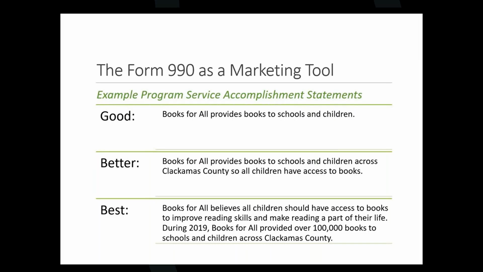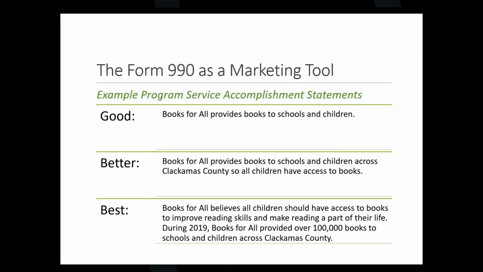So here's an example of a good program service accomplishment statement. "Books for All provides books to schools and children." So very general, doesn't give a lot of detail. The next one is a better example. "Books for All provides books to schools and children across Clackamas County, so all children have access to books." So this adds geographical information, and then also the why.